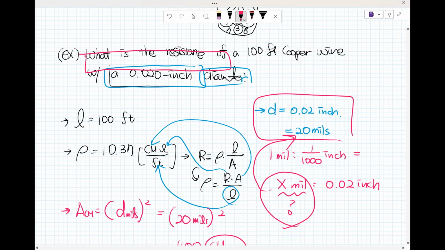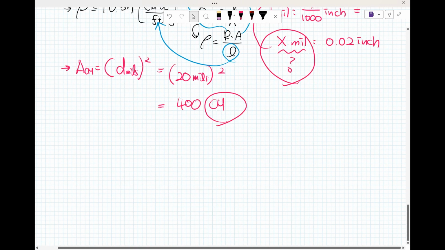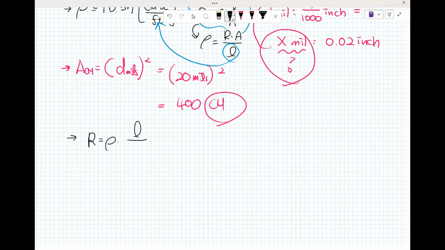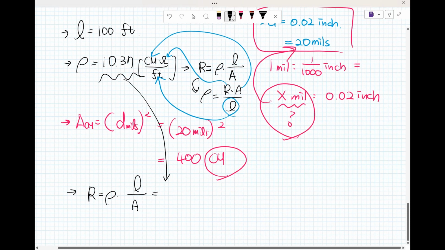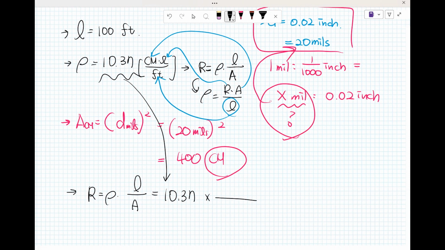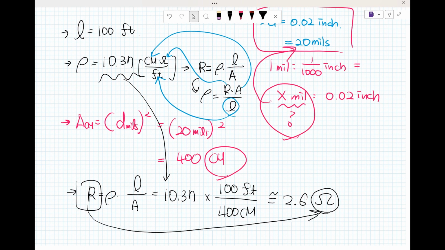So now, by using the formula R equals rho L over A. What is the rho? Rho, the copper, we already know right there. So 10.37 multiplied by L over A. What is A? Cross-section area, the unit CM. 400 CM here. And what is the length? The length should be in feet, right? 100 feet. So now, finally, after calculations, that is 2.6 what? Ohm here. Why? Because that is the ohm here. Right? Any question?